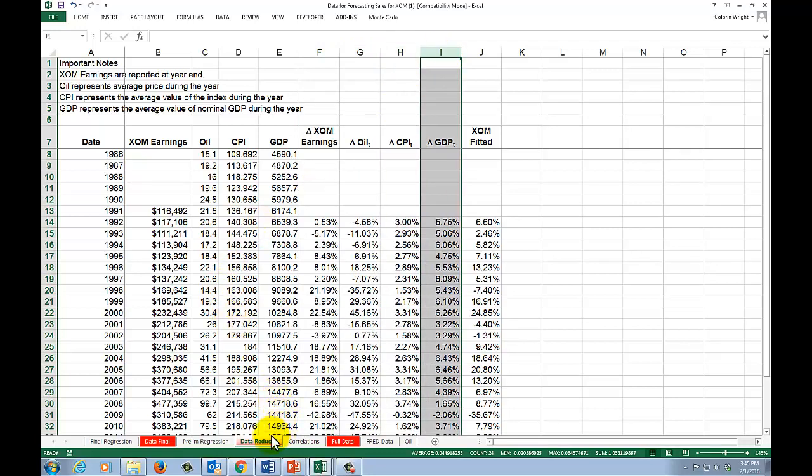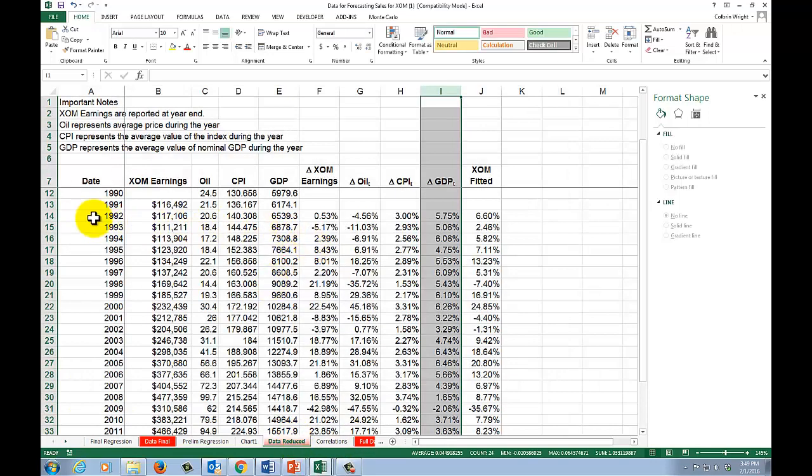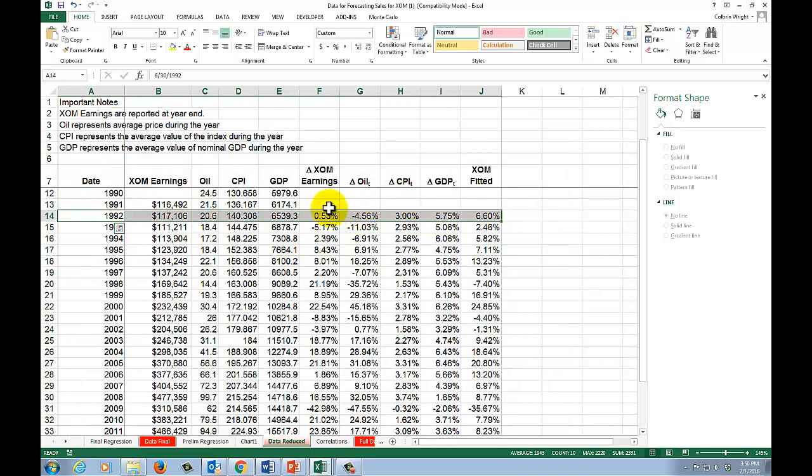What I did after this is I calculated a regression. What a regression does is it draws a scatter plot. Okay, so what I've done is I've created a simple scatter plot. And for each of these data points right here, I've simply mapped out these two things. So for instance, on the x-axis, I found negative 4.56%, and on the y-axis, I found 0.53%, and I painted a dot. And for this one, I found negative 11.03% on the x-axis, and negative 5.17% on the y-axis.